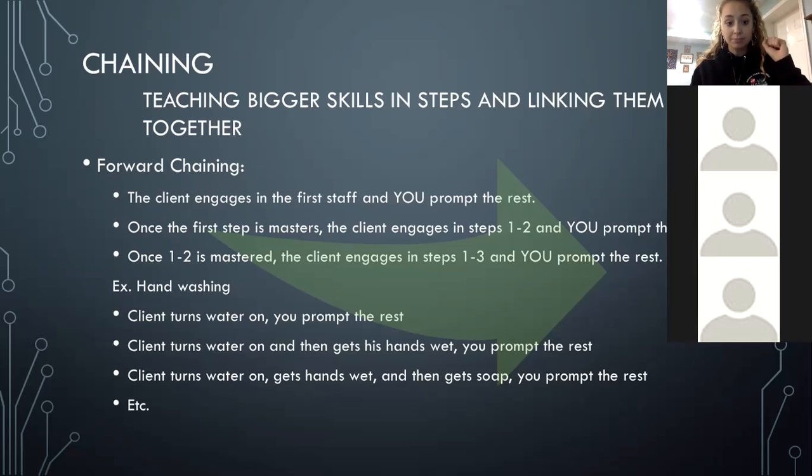So hand washing, the client will turn on the water. You'll prompt the rest. Then the client will turn on the water and get his hands wet. You will prompt the rest. Then client turns on the water, gets his hand wet, then gets soap. You will prompt the rest, etc. Cool? So forward chaining, you teach the very first step and you just go step by step by step in order. Okay?